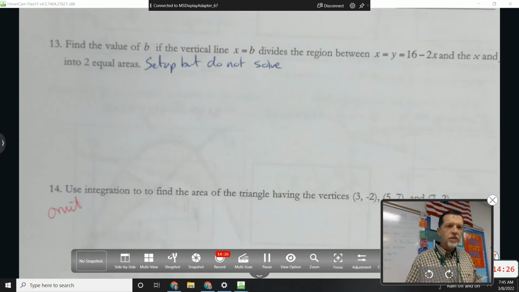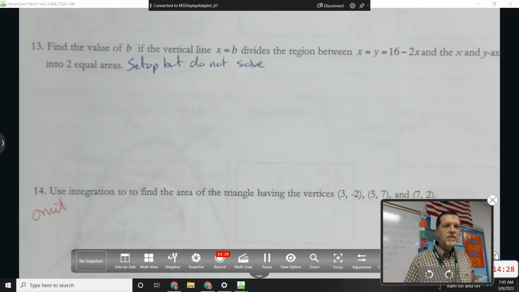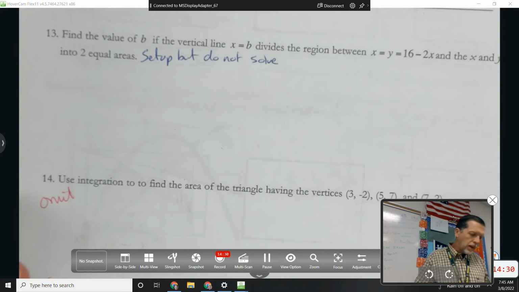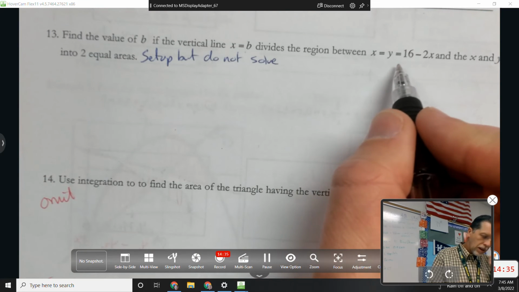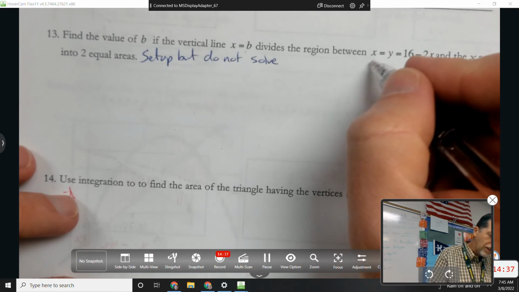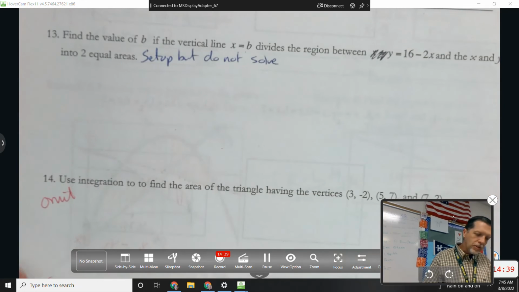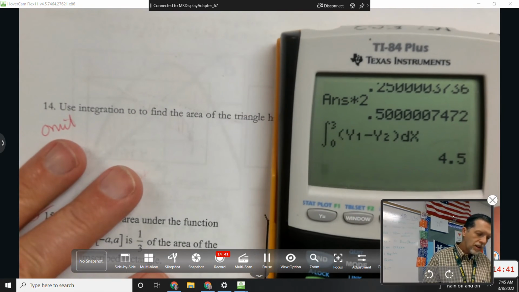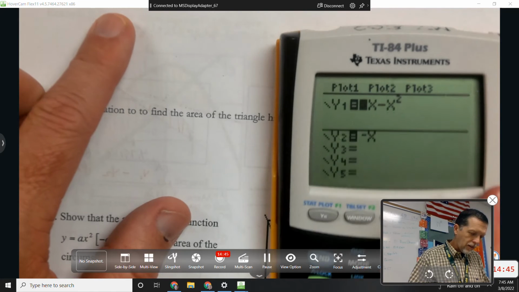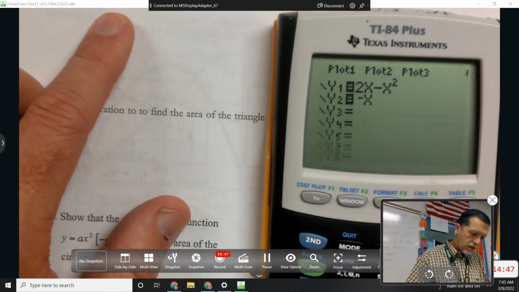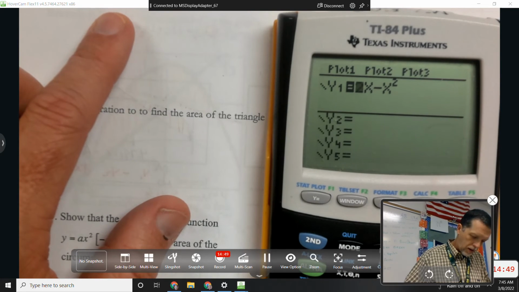Do I need to do 13? Find the value of b if the vertical line x equals b divides the region between, there's another typo, y equals 16 minus 2x, and the x and y axis in the two equal areas. Okay, 16 minus 2x.